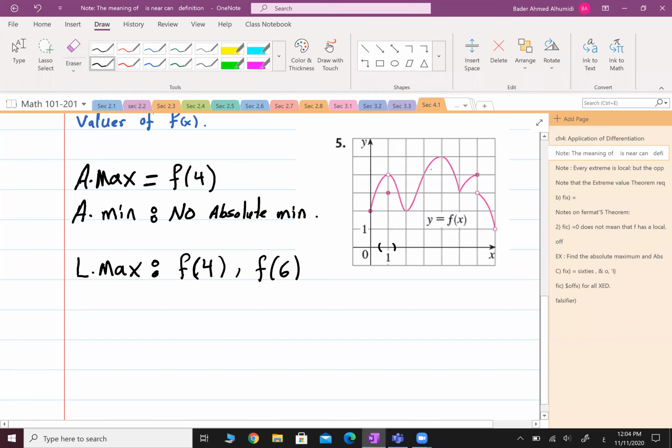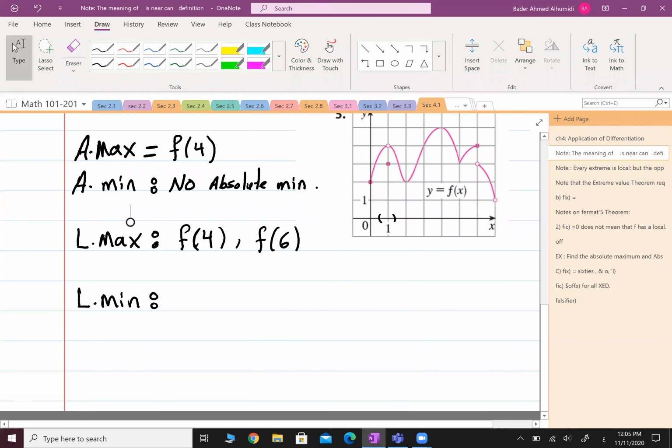But if we look carefully for local minimums now, what are the local minimums for the function? Who can tell me at least one of them? Let's start with the very clear points. This point, I think, is clear to everyone to be a local minimum, isn't it? Yes. And this point is a local minimum. Of course these appear at 2 and 5, isn't it? So f of 2 is a local minimum. f of 5 is a local minimum.